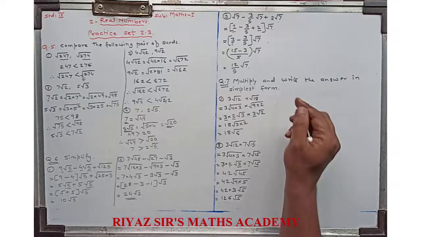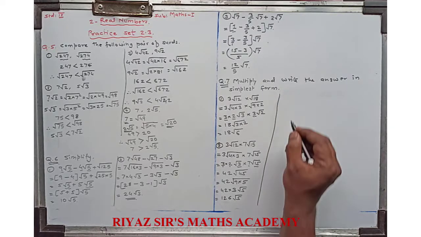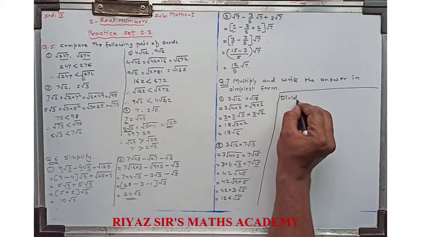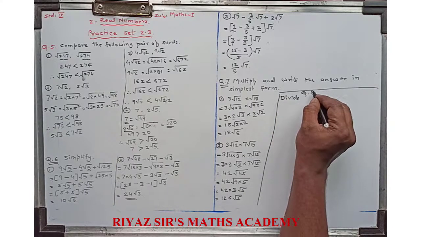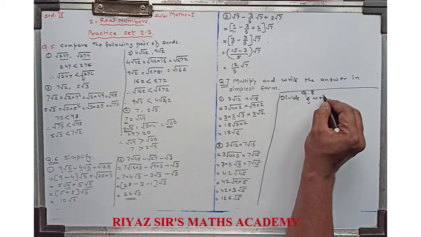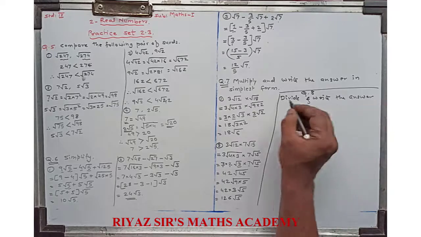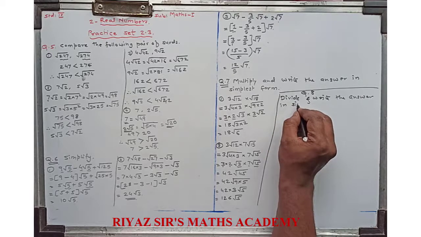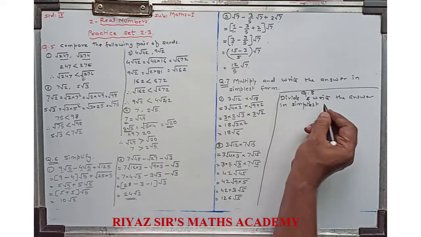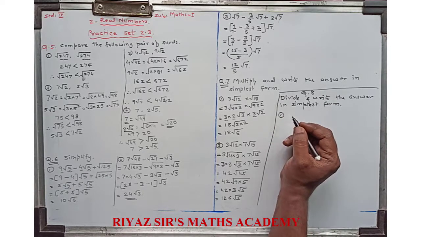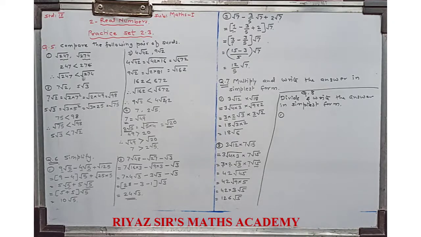Now come to question number 8, and question number 8 is: divide and write the answer in simplest form. Again, here 4 examples are given. Out of the 4 examples, 2 examples I will show. The remaining 2 examples you have to solve.